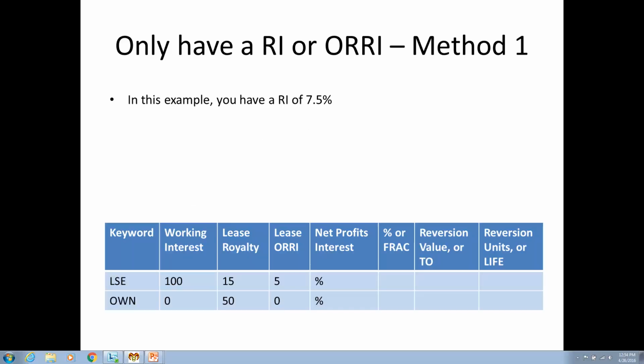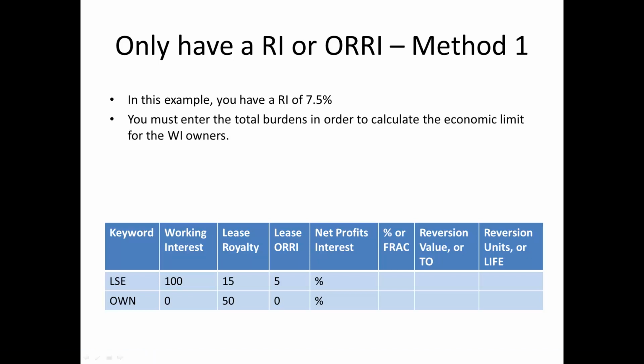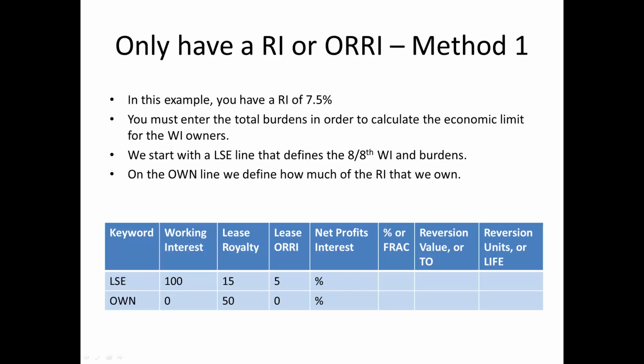In this example, I have a royalty interest of 7.5%. You must define the total burdens for the lease. The burdens are the royalty interest, overriding royalty interest, and net profits interest. We will start with an LSE line that contains the 100% working interest, the lease royalty, and the lease ORRI. Then we define an own line that tells ARIES what percentage we own of the LSE line.